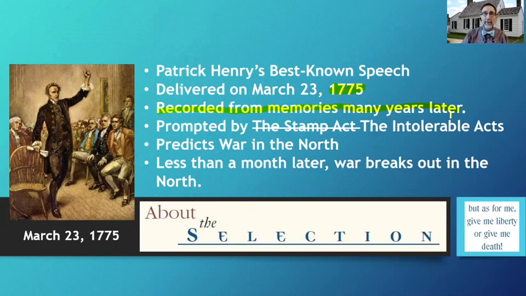Now, here's where your book makes a mistake. Your book says that this speech was prompted by the Stamp Act. Well, the Stamp Act was about a decade before. And by the time Patrick Henry gave this speech, the Stamp Act had already been repealed.